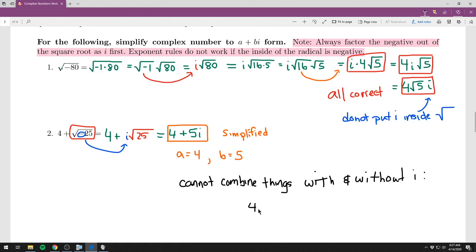Right, so 4 plus 5i, what we're talking about here, this does not equal 9i. But I'm stressing the not equal part here. If you think you might get confused writing this, don't necessarily write it down. But this is simplified 4 plus 5i. It does not combine into 9i.